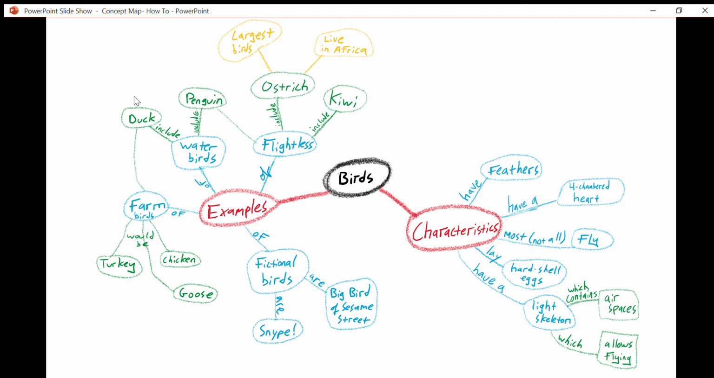Farm birds might include ducks. Ducks are also in the category of water birds, okay? And then you can go all sorts of directions here, okay? So this concept map allows us to use a lot of ideas in a little space, and it's not an outline, so you can always go back and add more information. You're never going to run out of space.